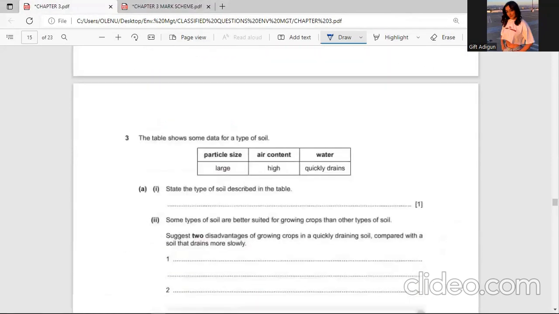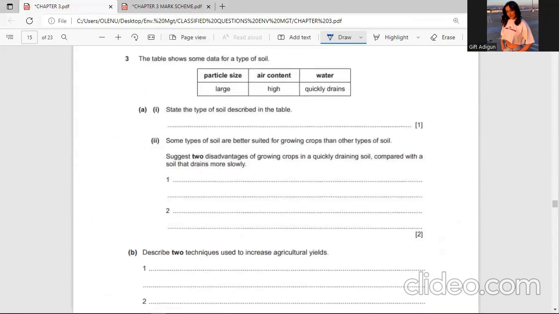Another question here is this. They said the table shows some data for a type of soil. State the type of soil described. Particle size is large, air content is high, water drains quickly. That's sandy soil, right? You understand that these are characteristics of sandy soil, right? You're looking at it already.